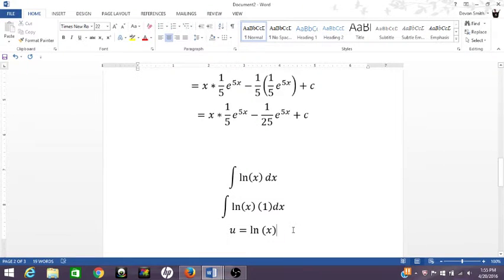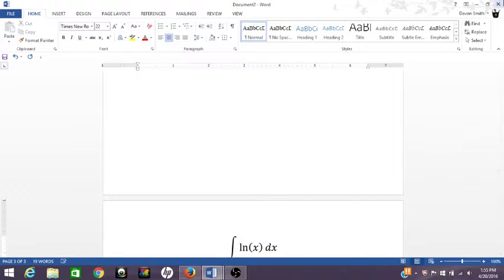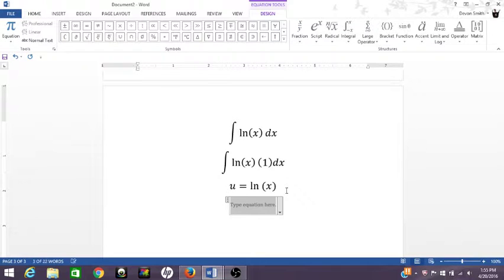Right, so there's your u. I'm going to move that down a bit. Always running into this problem. Okay, so there's your u, and then your du, just 1 over x.